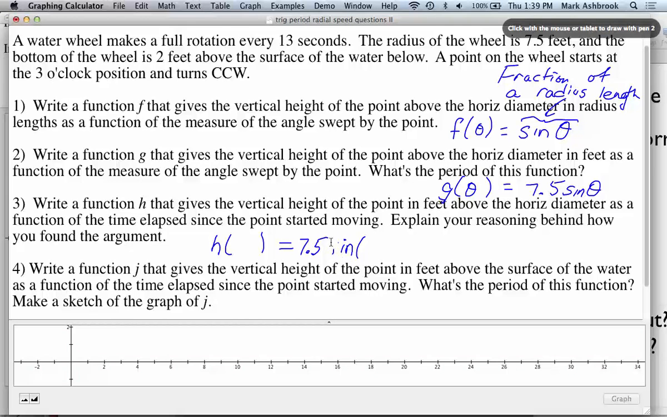Okay, so we know that much. If it's going to give us vertical height in feet, then it's going to be 7.5 sine of something. Now, what's our input now of the h function? It says time elapsed, right? As a function of time elapsed. So this thing that's going to be in the parentheses for sine, what's that called? Argument. And what quantity does the argument represent? Do you remember what quantity is the argument?